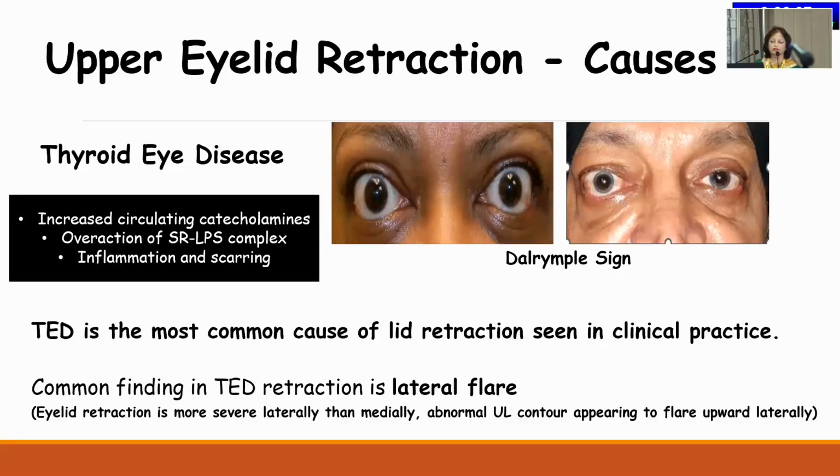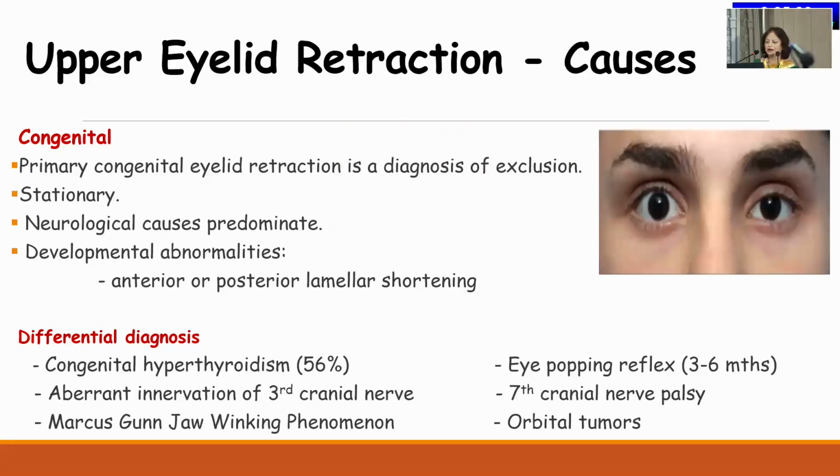Now coming to the causes. The commonest cause is thyroid eye disease, and it is seen in clinical practice quite commonly. The causes are increased circulating catecholamines, overaction of the SR-LPS complex, and maybe inflammation and scarring. The typical finding of TED which separates it from other lid retraction is the lateral flare. In thyroid eye disease there's an abnormal lid contour, and the retraction of the lid is more lateral, which gives the look of the lateral flare.